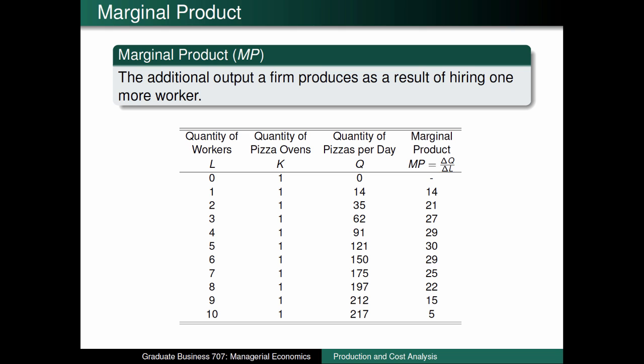However, with two workers, or L equals 2, one worker can work the front of the house and handle the customers, whereas the other worker can focus exclusively on making pizzas, allowing the restaurant to operate more efficiently and more productively. Notice, however, that marginal product eventually decreases with each additional worker. More on that in the next slide.